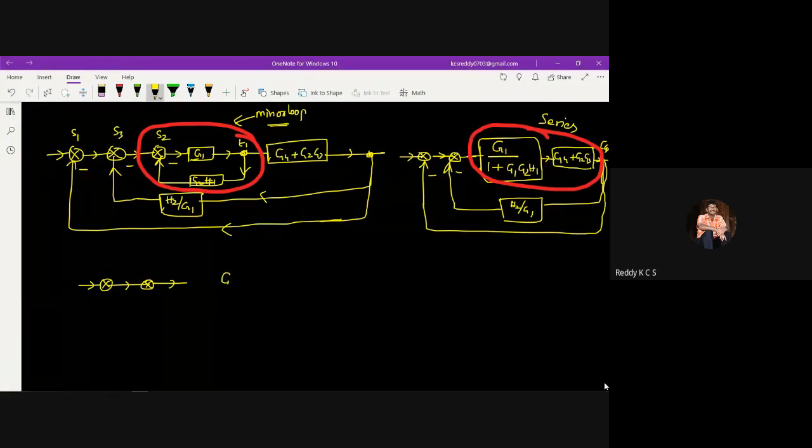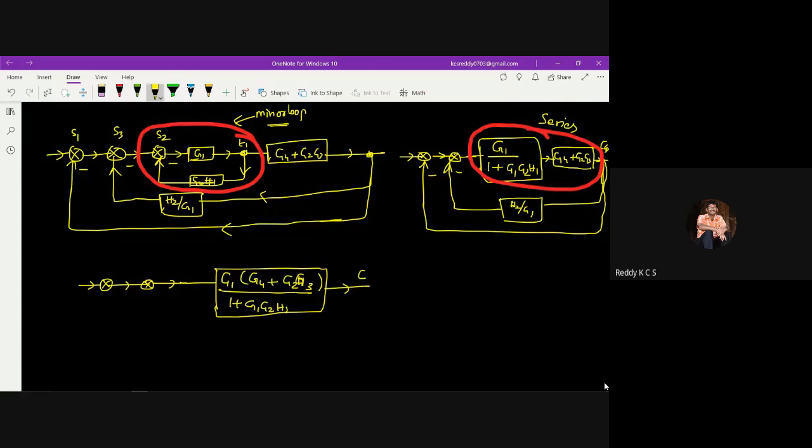That is G1 into G4 plus G2 G3, divided by 1 plus G1 G2 H1. So this is what I got in a single block. The whole thing has come into a single block now. So this is C of S and this is R of S.